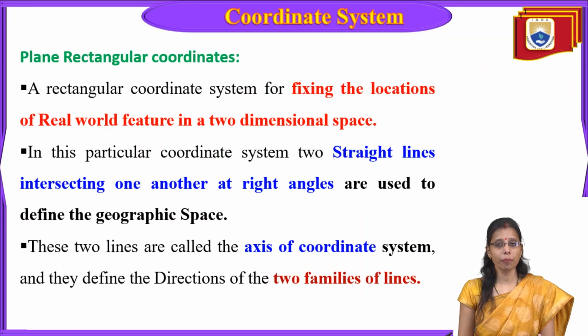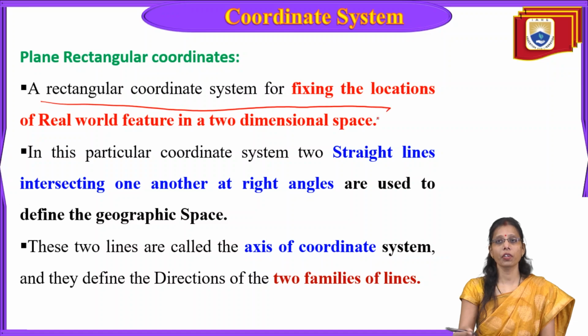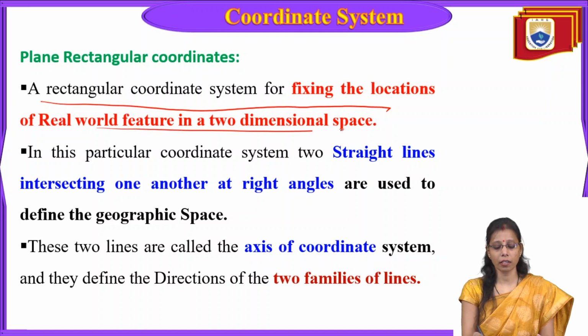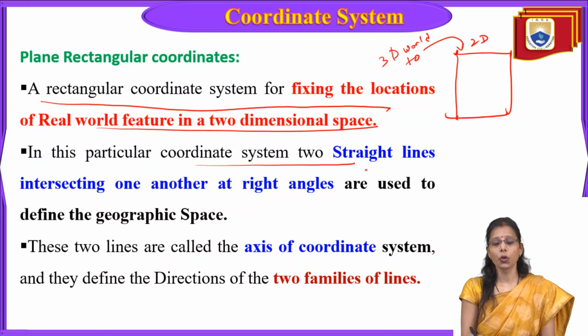Now, plain rectangular coordinates. So what are plain rectangular coordinates? A plain rectangular coordinate system for fixing the location of a real world feature into two-dimensional space is called plain rectangular coordinates. Here we are going to fix the location from the 3D world to the 2D world. In this particular coordinate system, two straight lines intersect one another at right angles.